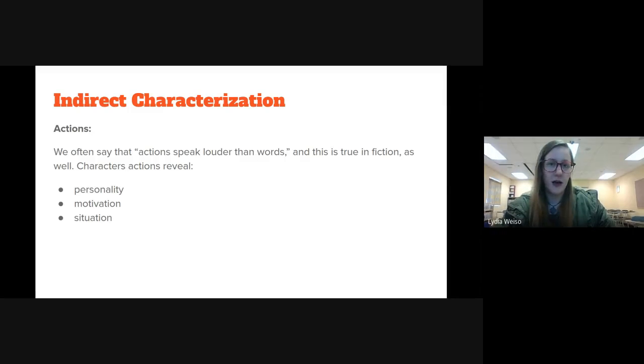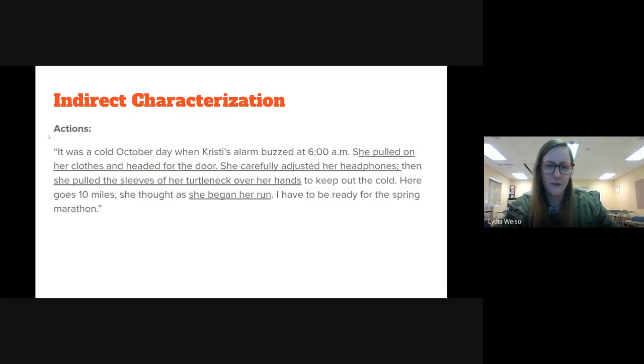So actions, this is very similar to effects on other characters. The old saw, actions speak louder than words, is just as true in fiction as it is in real life. And so characters' actions reveal their personality, their motivation, the situation they're in, and usually tie into one of the deeper themes of the story.